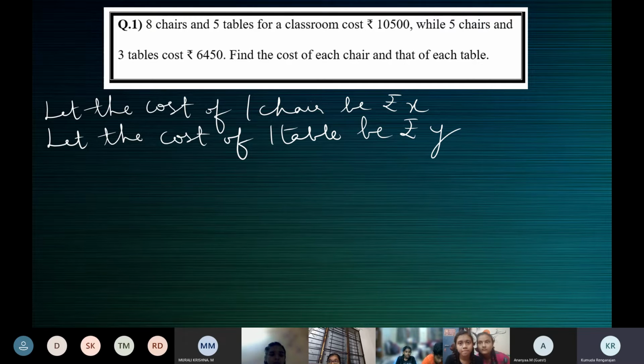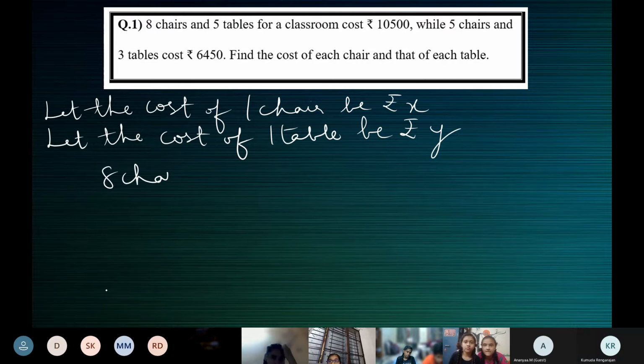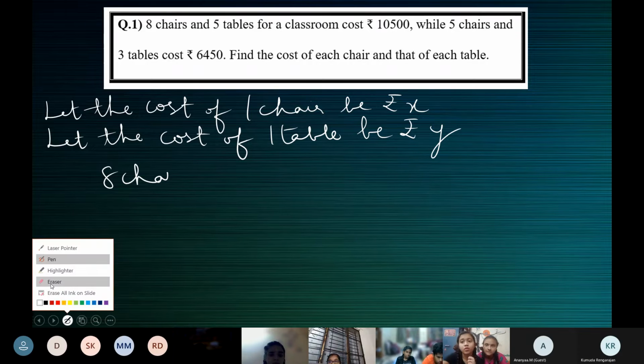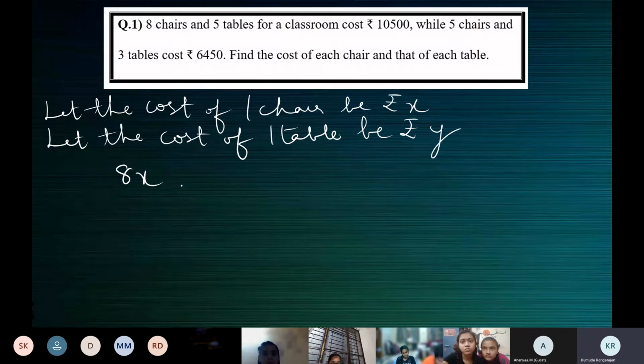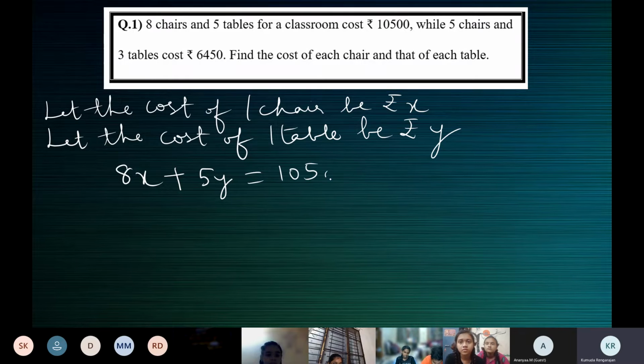One chair x rupees, 8 chairs will be 8x rupees. Here, 8 plus chairs. 8x plus 5y equal to 10,500. Second is 5x plus 3y is equal to 6,450. Very good. So one chair costs x rupees, so 8 chairs, 8x. One table, y rupees, 5 tables, 5y. The total cost, so you should add both, is 10,500. So this will be one equation.